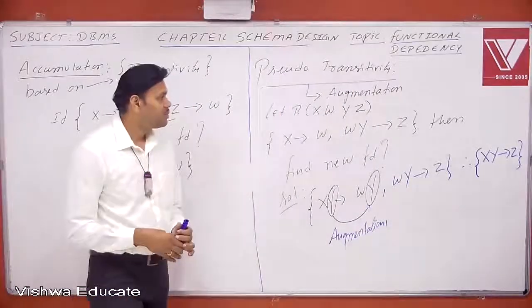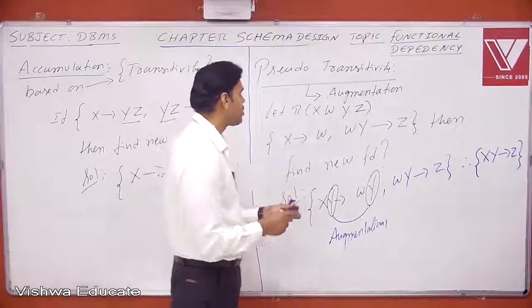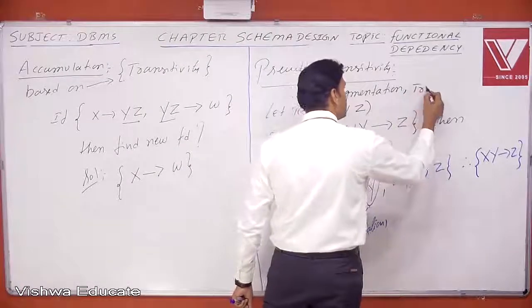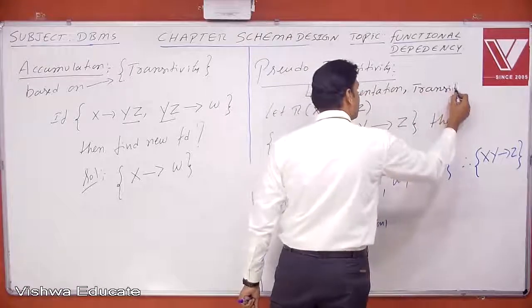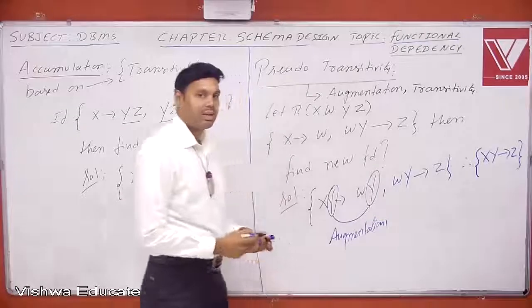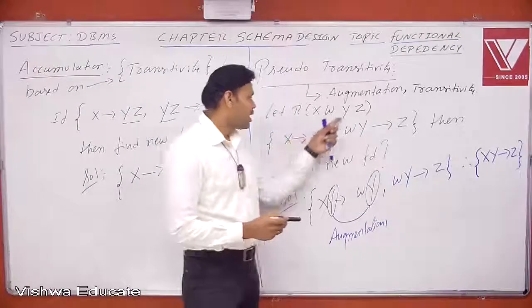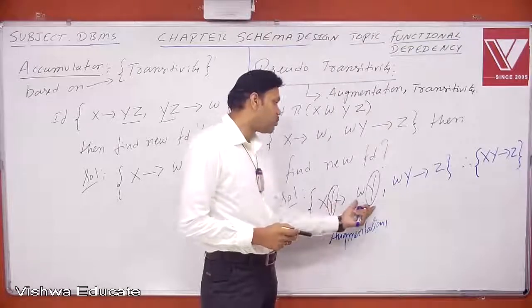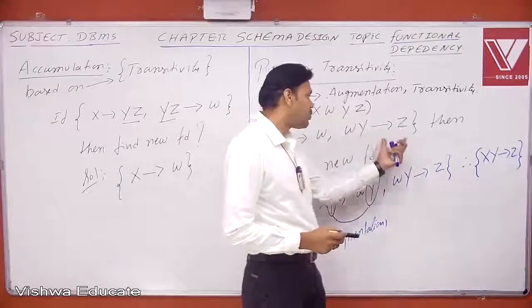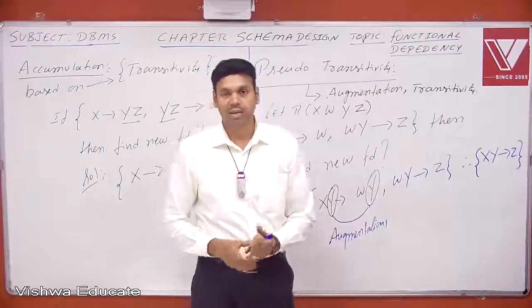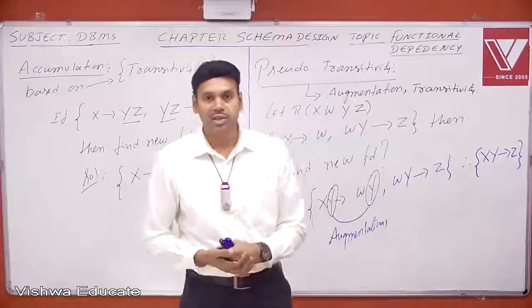This is how you can use the concept of pseudo transitivity. Pseudo transitivity is based on augmentation and transitivity. So attach y to that, so it becomes xy. So xy to wy and wy to z. So therefore you will get xy to z. I hope you well understood, guys.